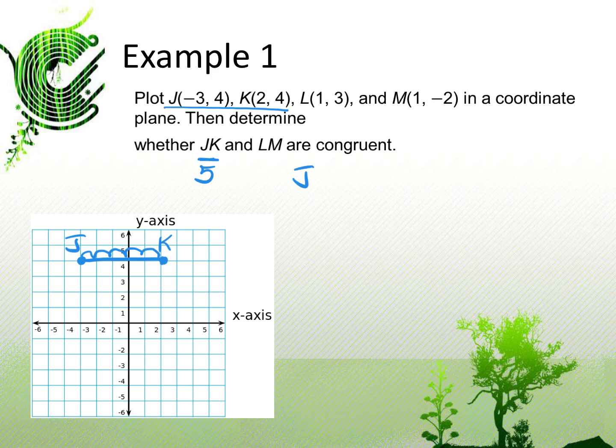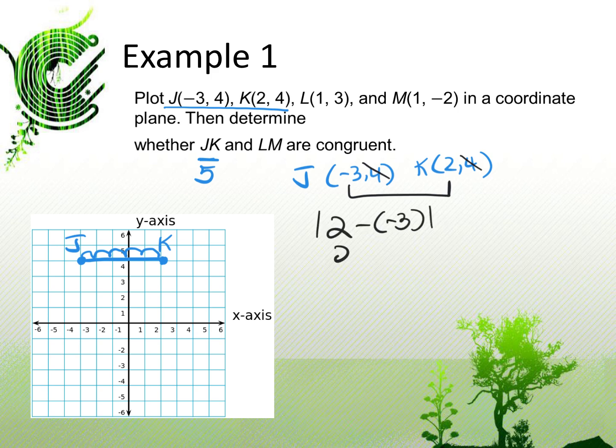Now, if you prefer to find the difference and then absolute value it, you can do that as well. Because what you're going to do is you're going to take the part of the ordered pair that is the same in both, and then these will be the 2 that you subtract. So you could do 2 minus -3 and absolute value it, and you get 5 this way as well.